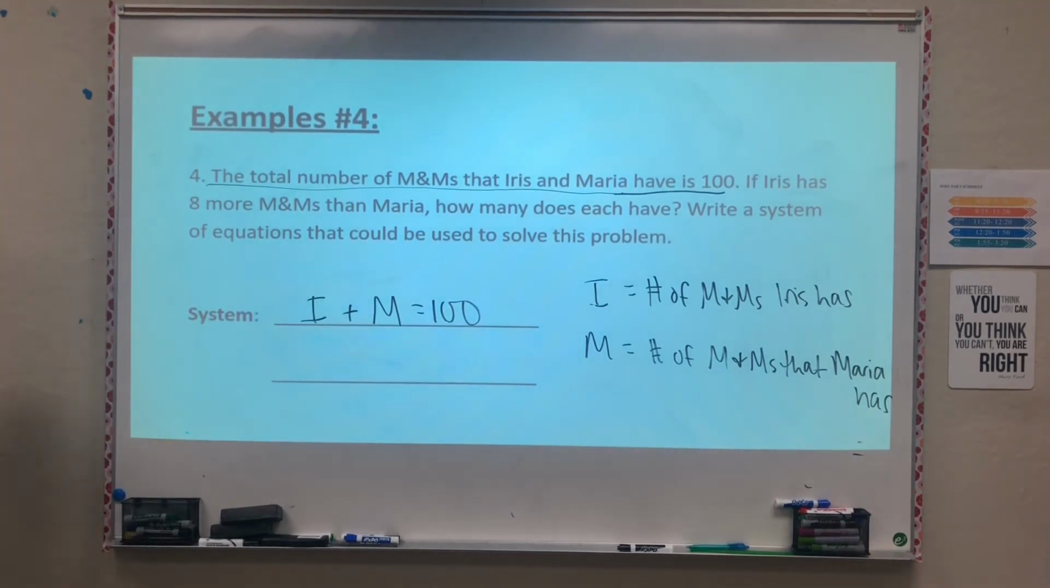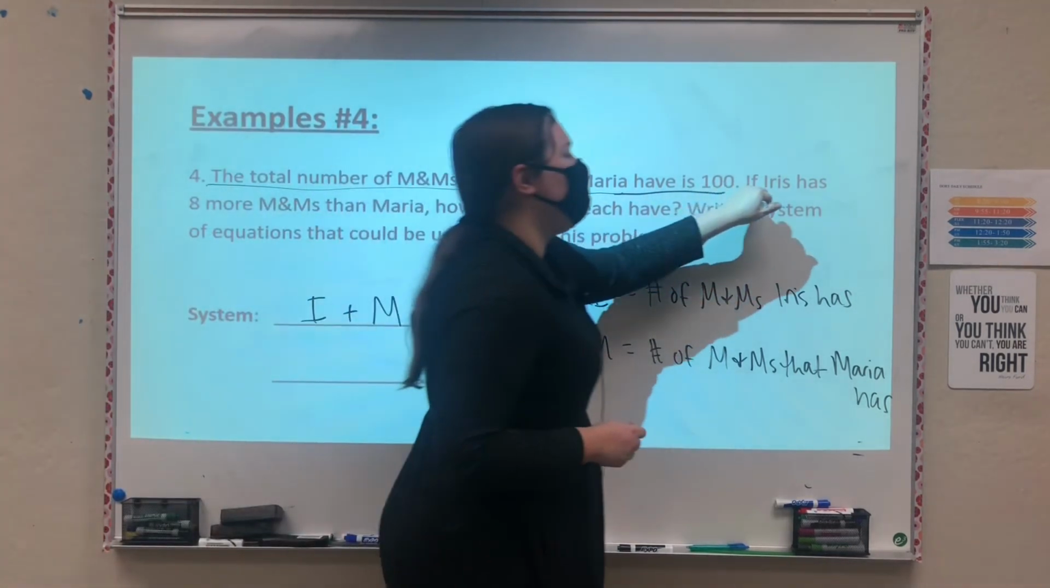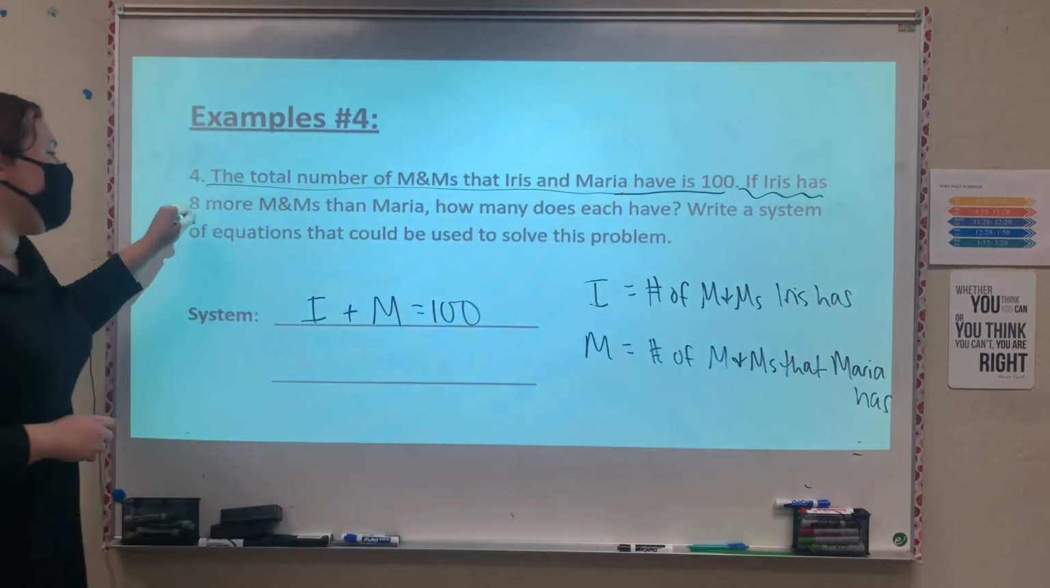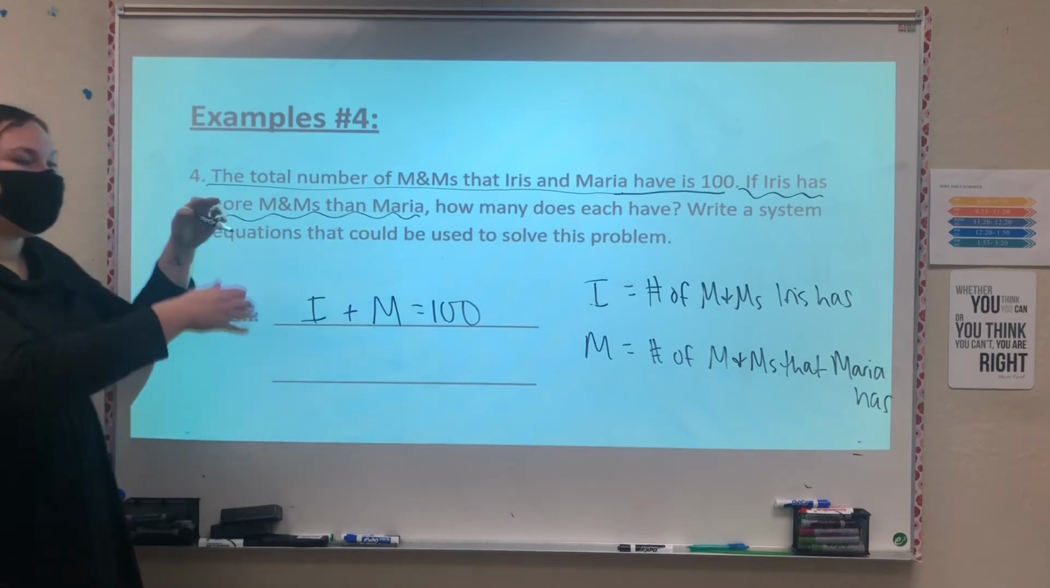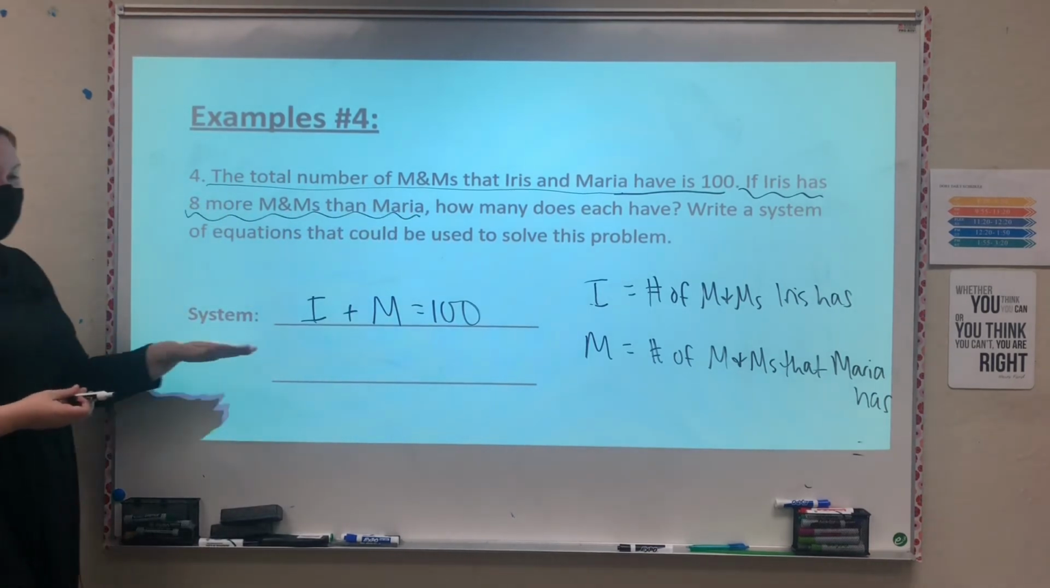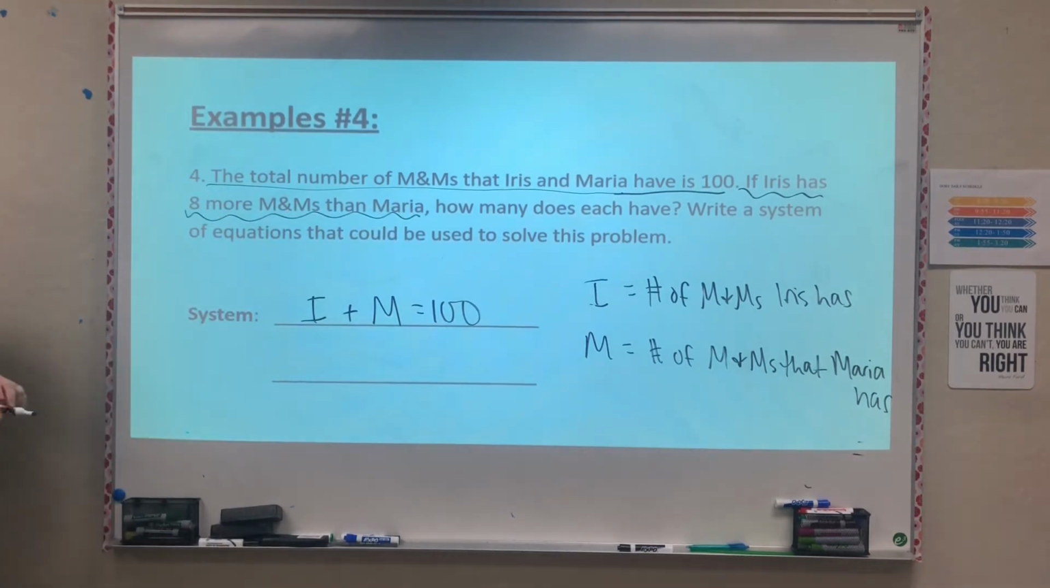The other information they tell us is if Iris has 8 more M&Ms than Maria. That's separate information we can use to write a separate equation. What are you thinking for that one? So Iris has 8 more M&Ms than Maria, but we don't know how many either of them have to begin with.